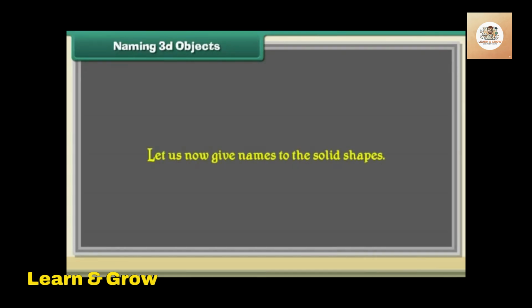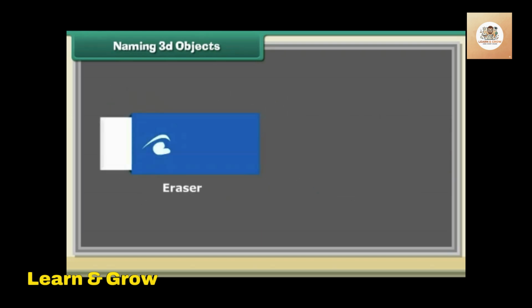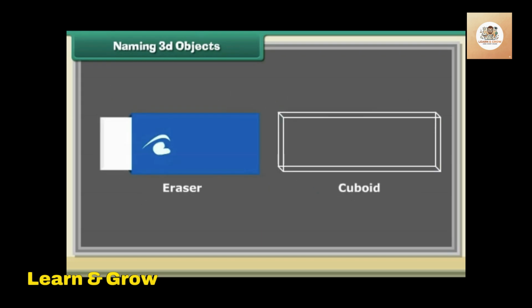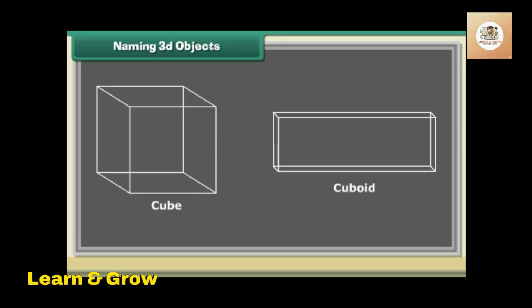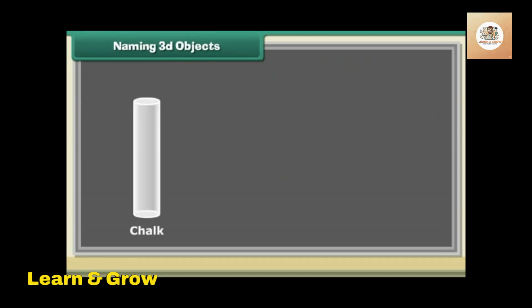Naming 3D objects. Let us now give names to the solid shapes. A chalk box is a cube. An eraser is a cuboid. Both cube and cuboid have corners and flat surfaces. A chalk is a cylinder.